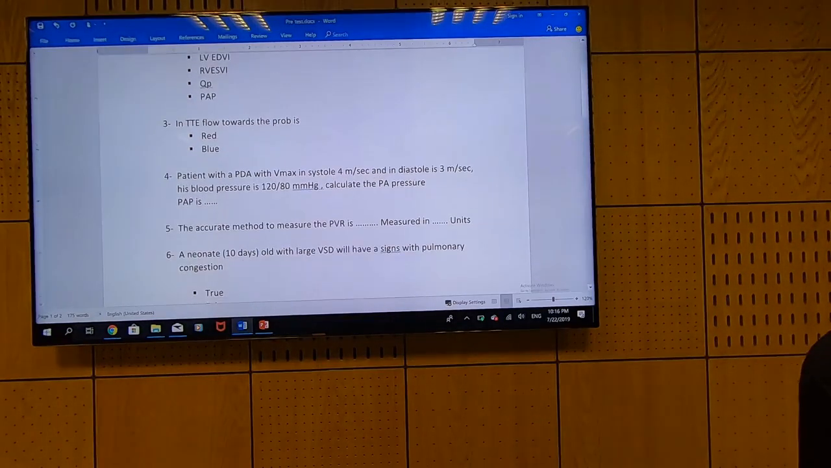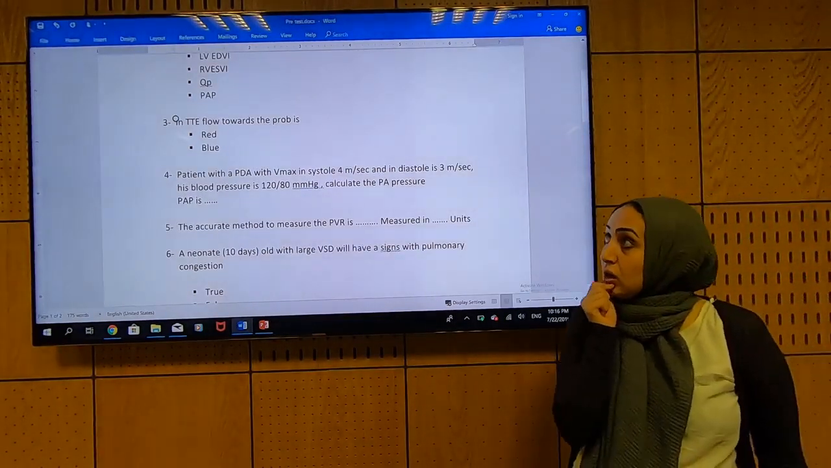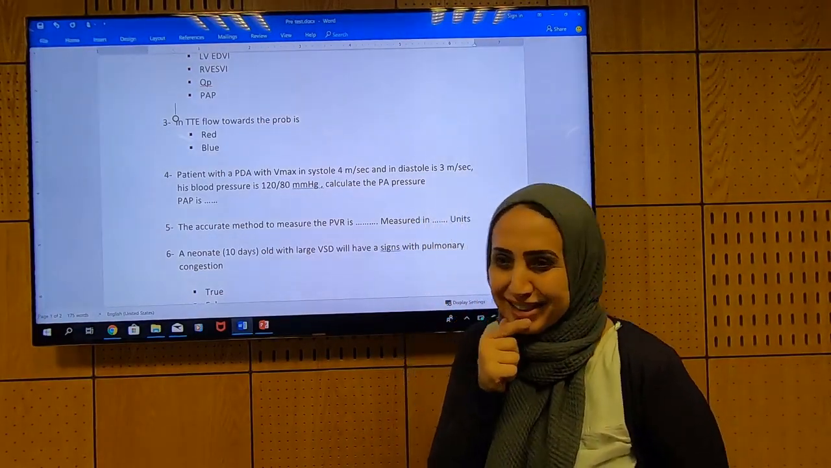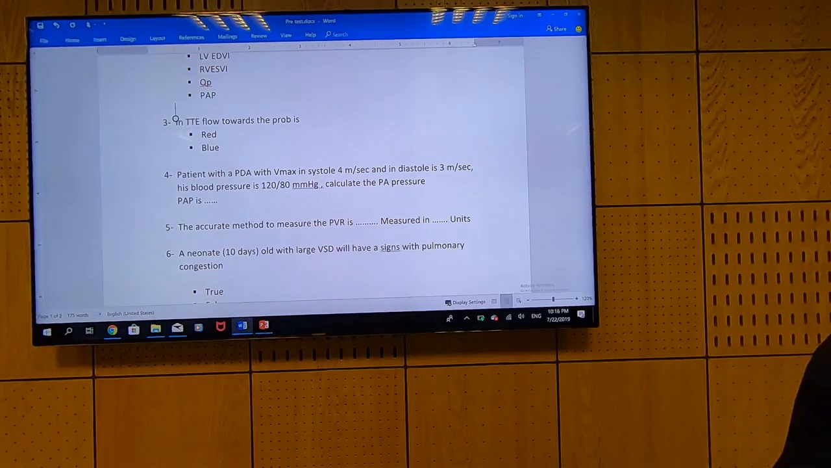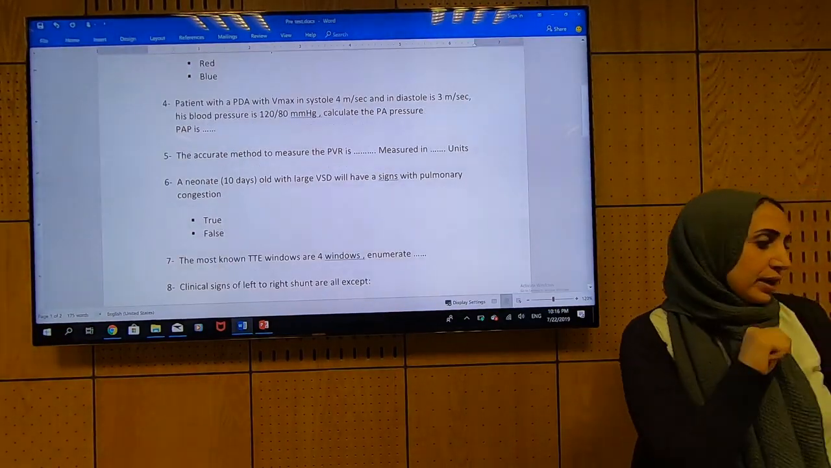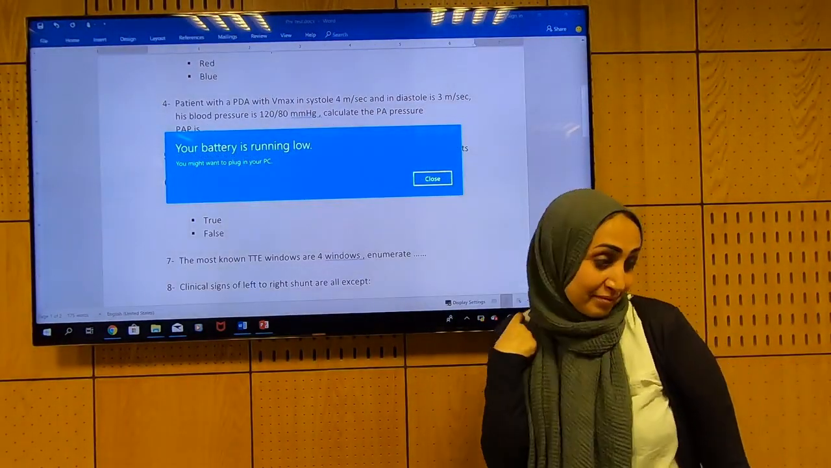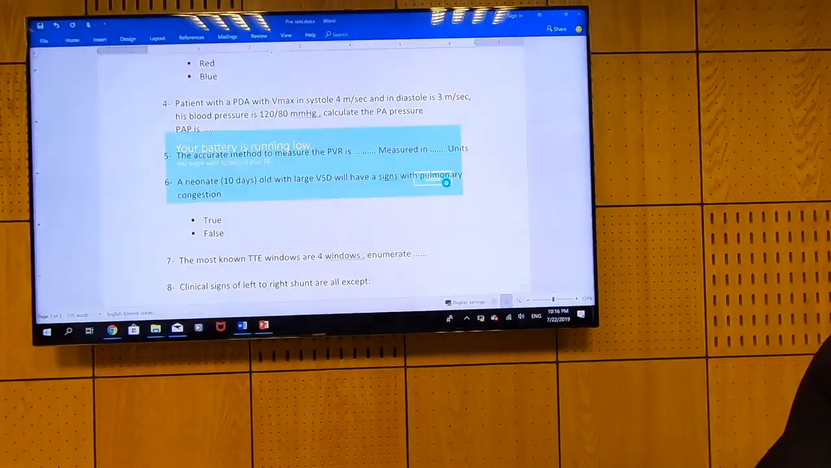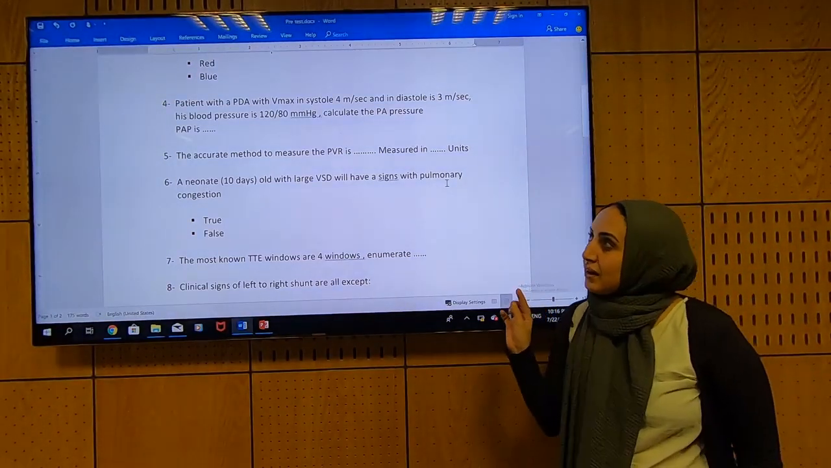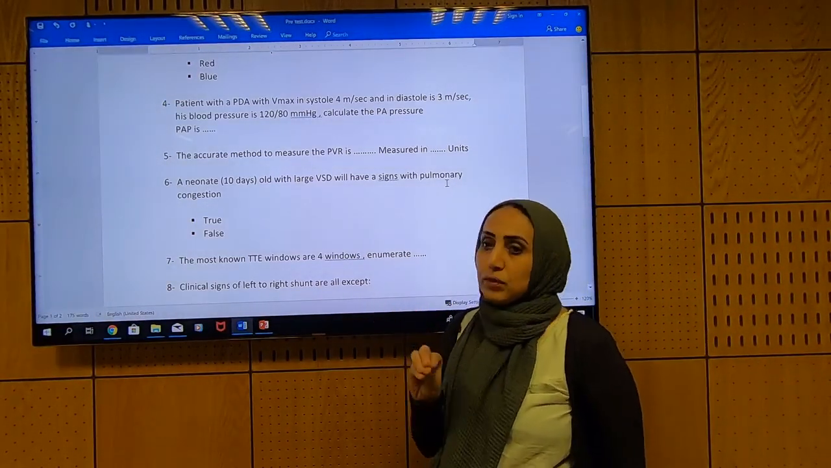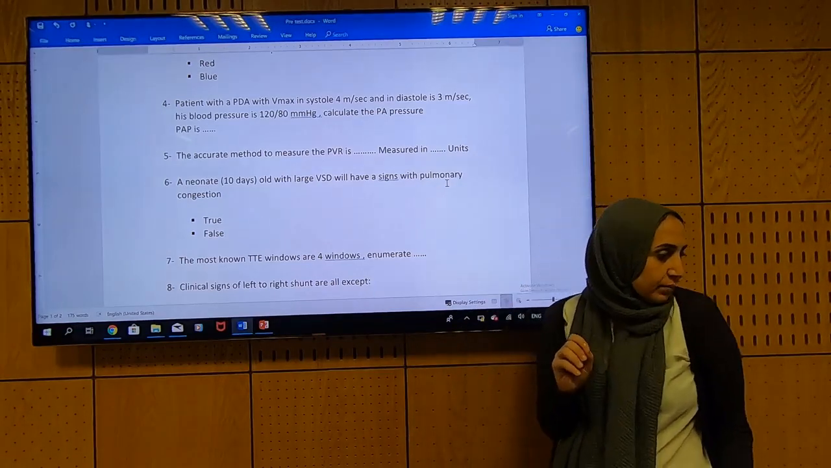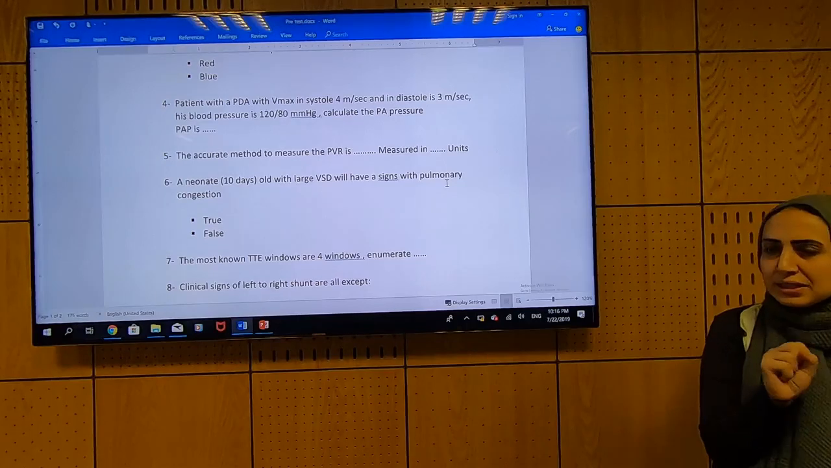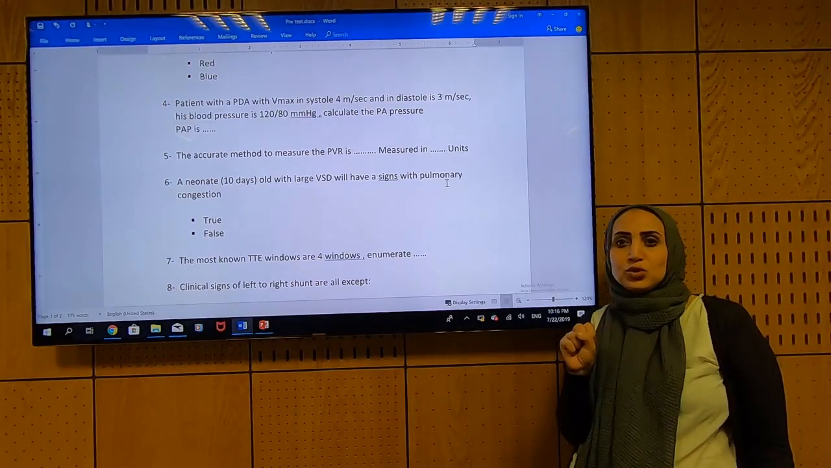Okay, the third one. In transthoracic echo, flow towards the probe is coded red or blue? Red. Okay. And the fourth one, it's mathematical. A patient with PDA where maximum velocity in systole is 4 and maximum velocity in diastole is 3, and systemic blood pressure is 120/80.